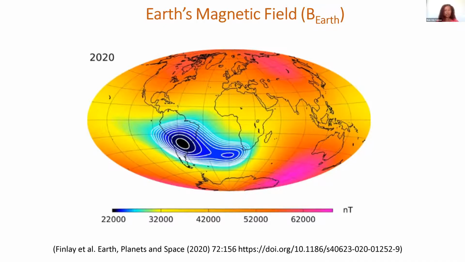Now, these currents are not homogeneous, nor necessarily symmetric. So they create a magnetic field that has different intensities throughout the surface of the planet. And this is what you're seeing here, the intensity given in nanotesla. That's a simulation from Finlay et al., a very recent paper from last year.